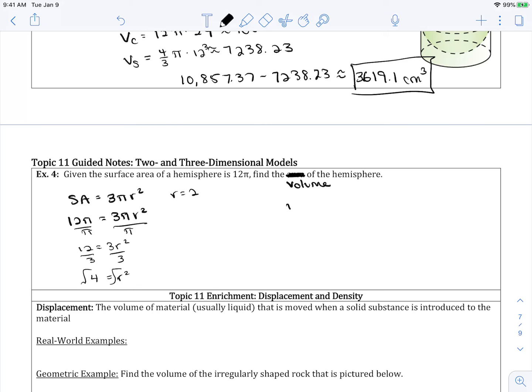So now we can calculate the volume of the hemisphere. Volume of a hemisphere is 2/3 pi r cubed. So volume of the hemisphere is 2/3 times pi times 2 cubed. That gets me 2/3 times pi times 8, which would be 16/3 pi units cubed.